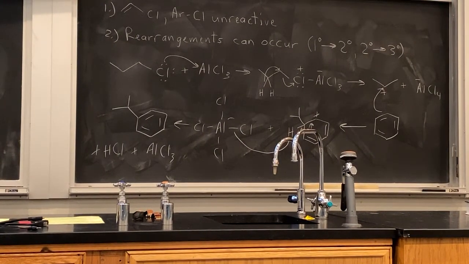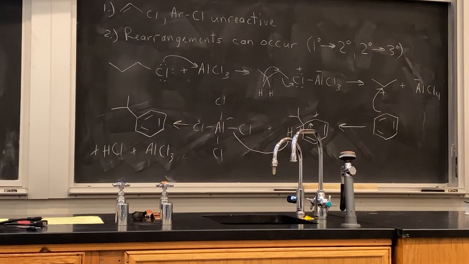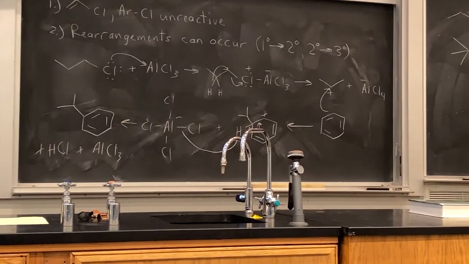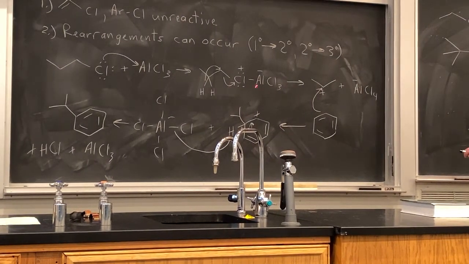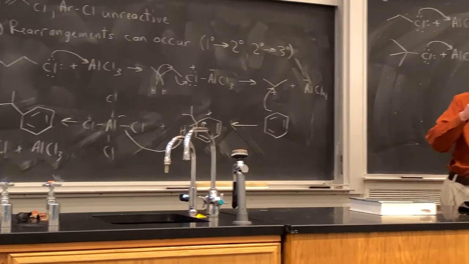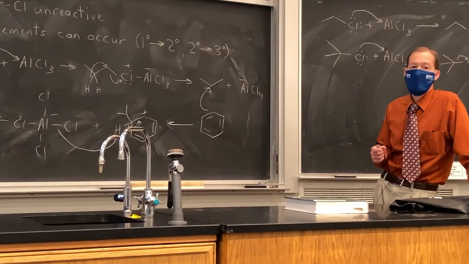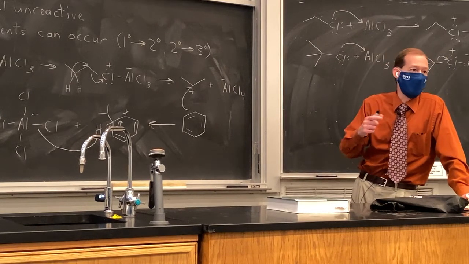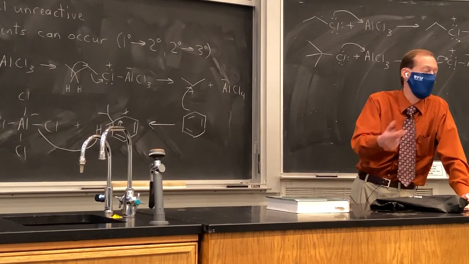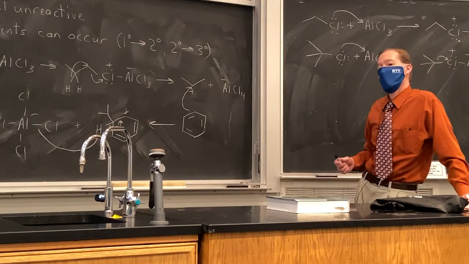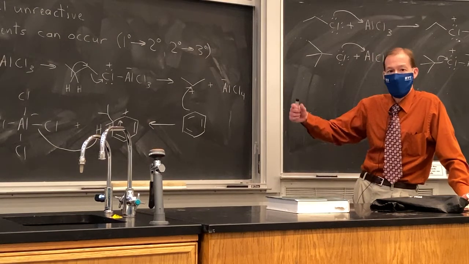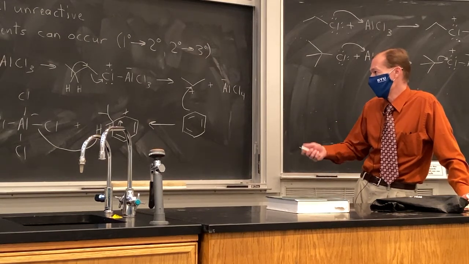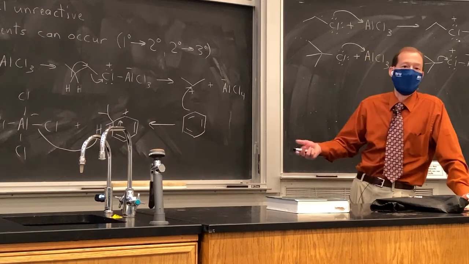Of course, if you have chloromethane, there's no beta carbon, no beta hydrogen. So it can't happen with chloromethane, and that's just going to react. The Lewis acid Lewis base complex would react directly with the benzene in that case. If it's chloroethane, the rearrangement would just give you another primary carbocation. That's not going to happen with chloroethane. But any primary alkyl halide longer than chloroethane, which would be propane or longer, would undergo this rearrangement.